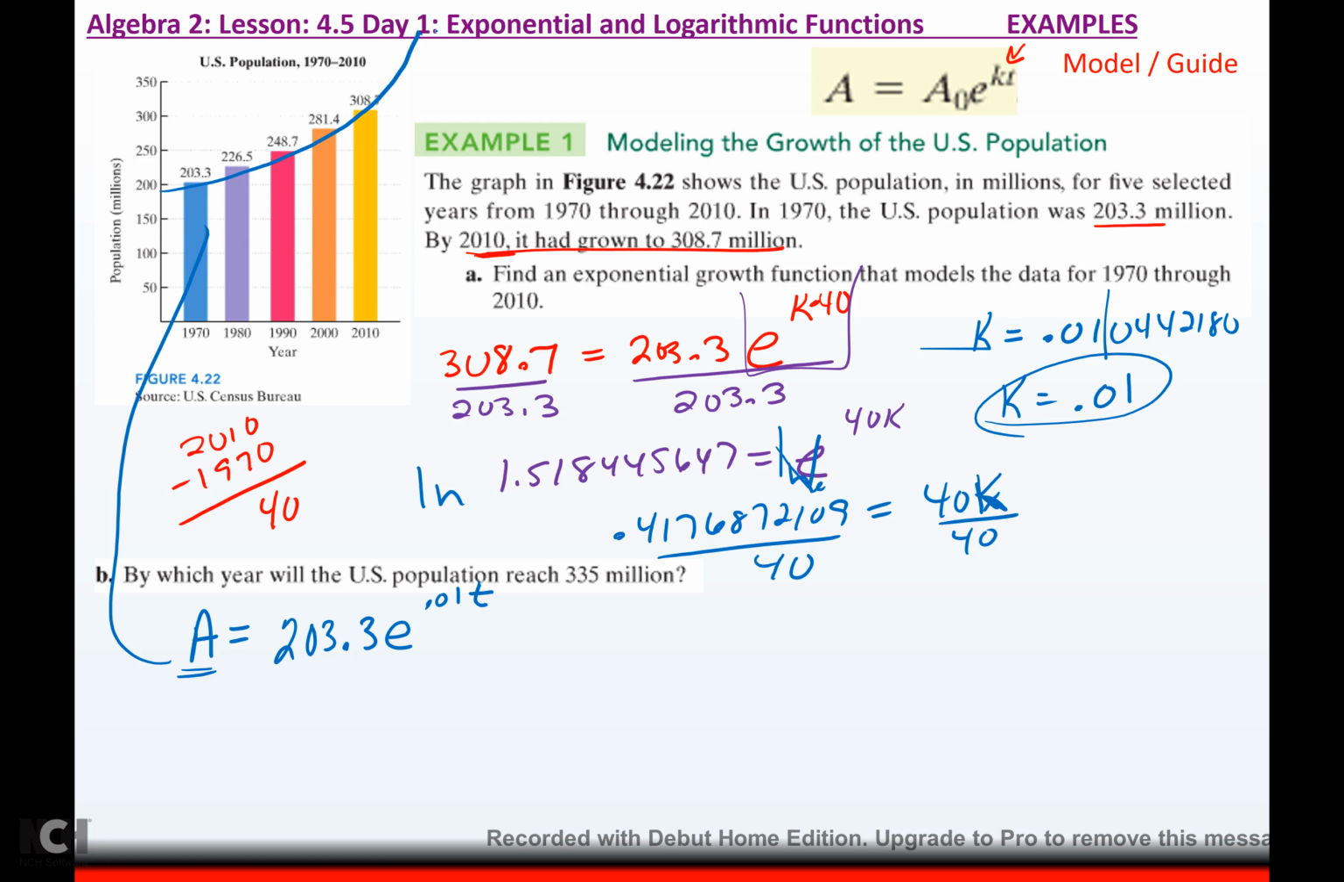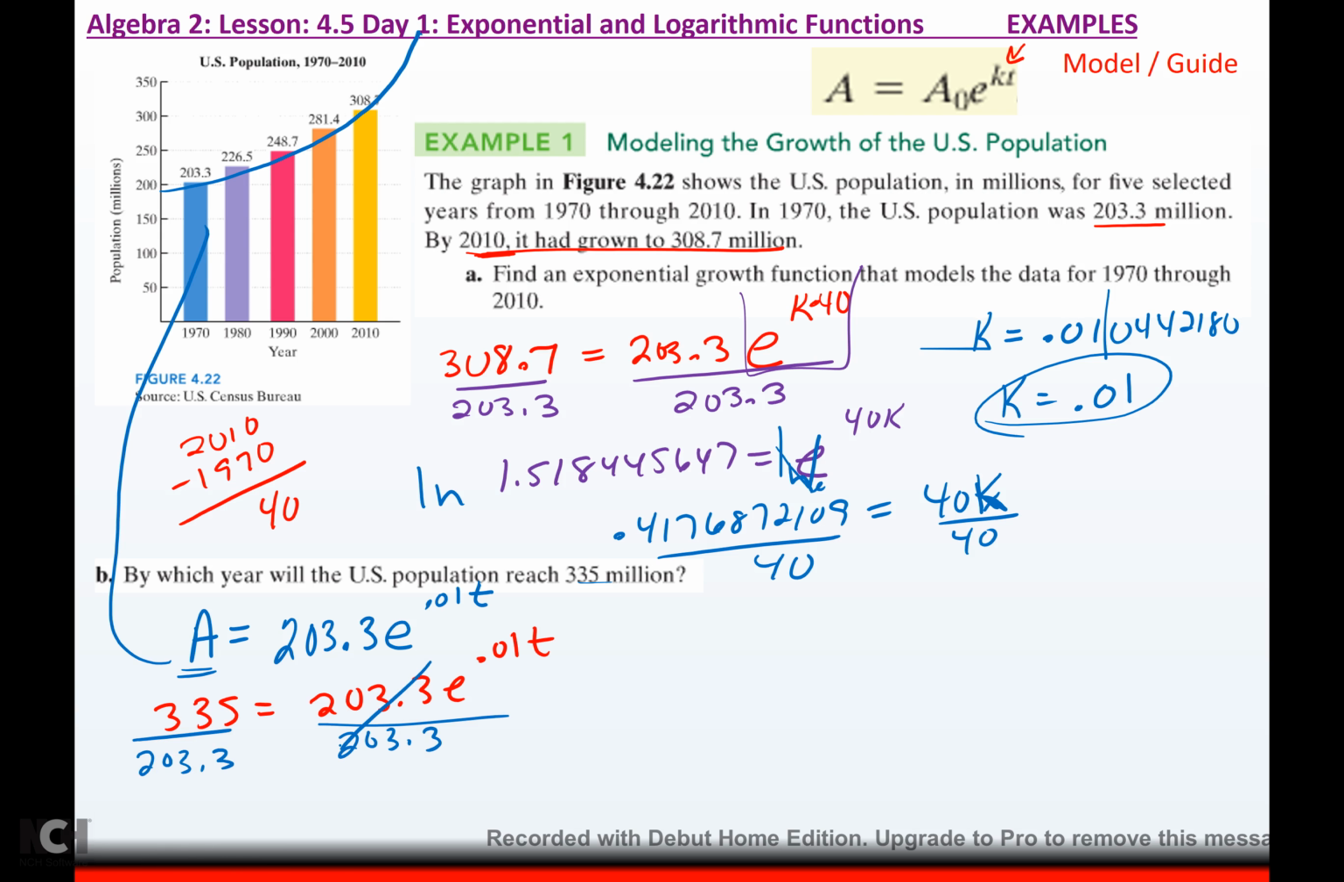Now it says for B, by which year will the U.S. population reach 335 million? So they want to know when the final population will be 335 million. All I have to do is solve for t. I plug in the final amount, and just like we did before, I've got to isolate before I can take the ln. So divide by 203.3.